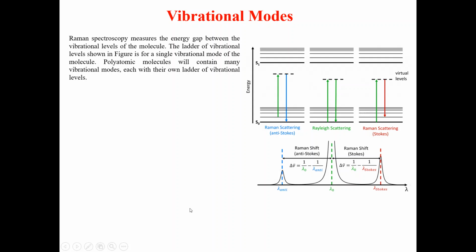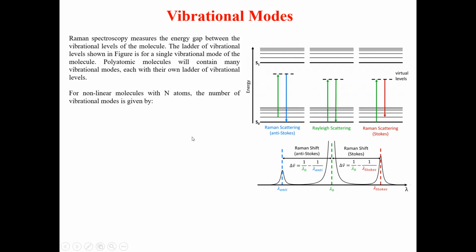There is also another concept which we call vibrational modes. So Raman spectroscopy measures the energy gap between the vibration levels of the molecules. So the ladder of vibration levels shown here in this figure is basically for a single vibrational mode of the molecule. So polyatomic molecules contain many vibration modes, each with their own ladder of vibration. This is for a single molecule.